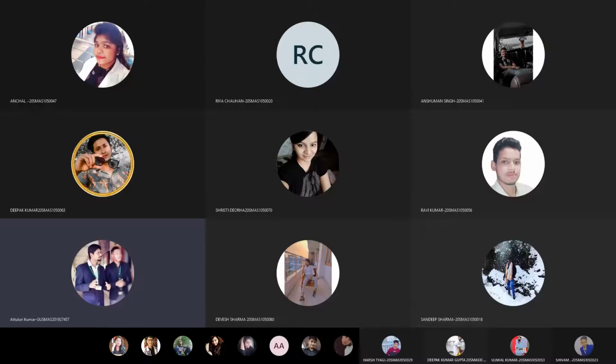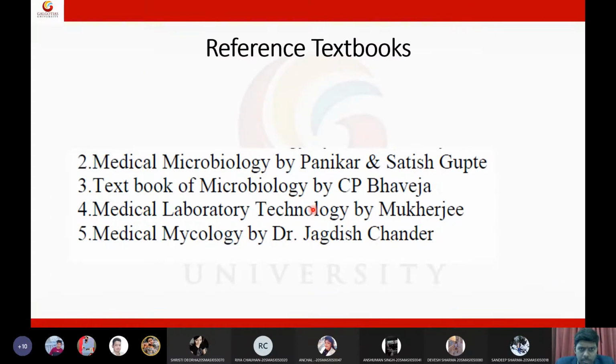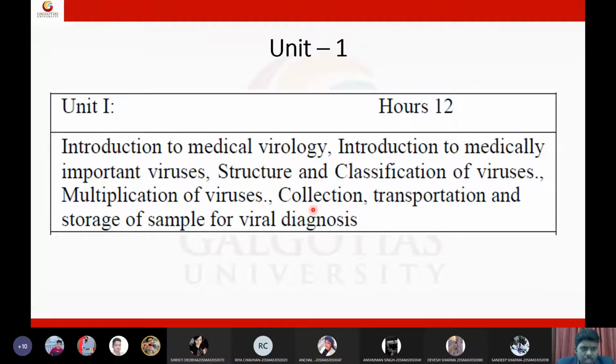Medical virology, and as usual, the code is BMLS 4005. So currently we are in unit 1. Let us see the syllabus again. In unit 1, we have introduction to virology, medically important viruses, structure, classification of viruses, multiplication of viruses, then collection, transport, and storage of viral samples for viral diagnosis.